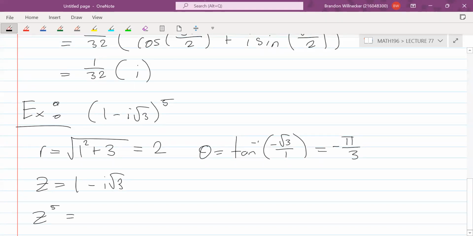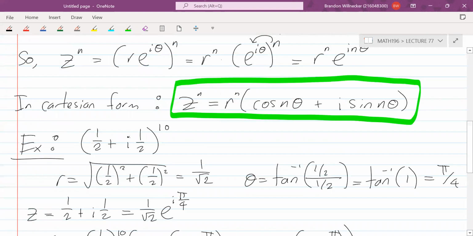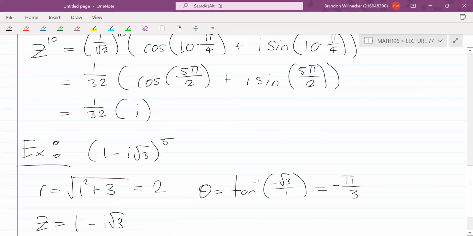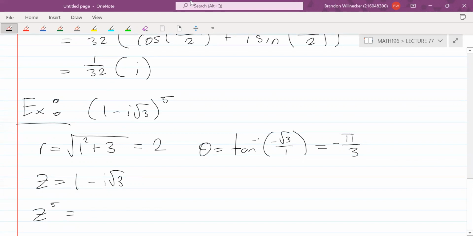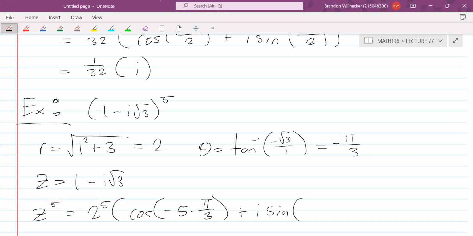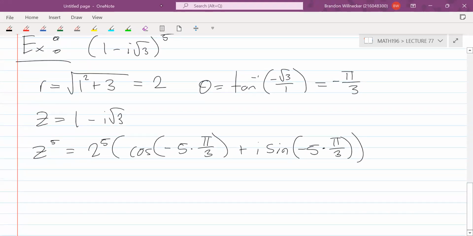So z to the 5 is going to be, again, r to the 5. So that's going to be 2 to the 5. Then we're going to have cos of n times theta, but n is 5, so it's going to be minus 5 times pi over 3, plus i sine, again, minus 5 times pi over 3. Okay, so we can simplify this and then work out what each one is. So 2 to the 5, that's going to be 32.